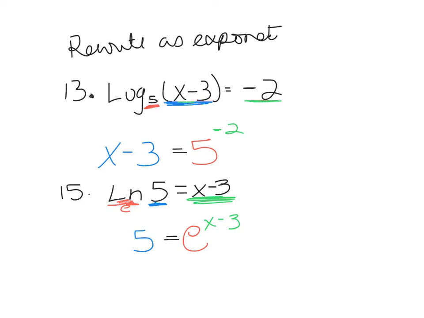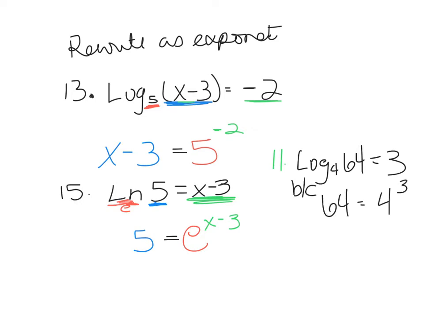I'm going to go back and look at one of the easier problems just to help us remember why it is that way. Number 11 is the log base 4 of 64 equals 3. And this goes back to our because statements, because 64 is equal to 4 to the third power. So 4 is your base, the 3 is your exponent, and what it is equal to is your 64. Okay. So that's the basis of why it goes the way it does.